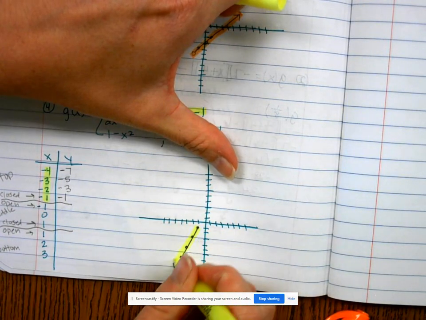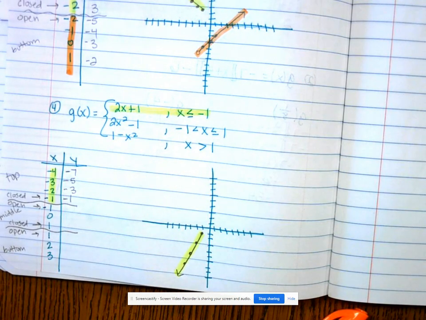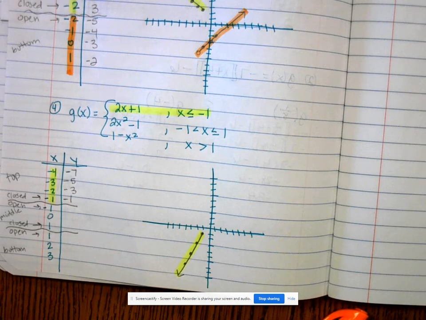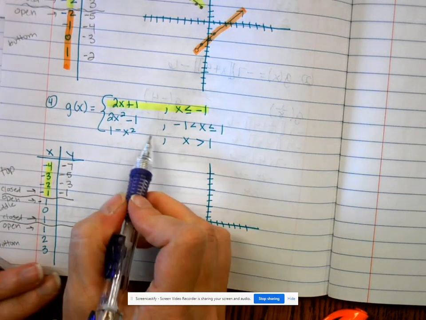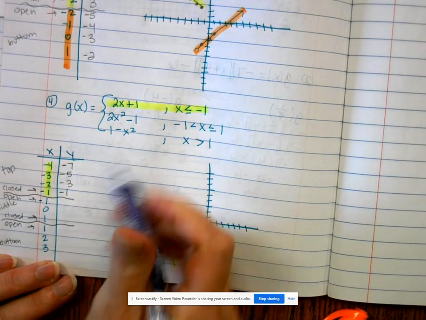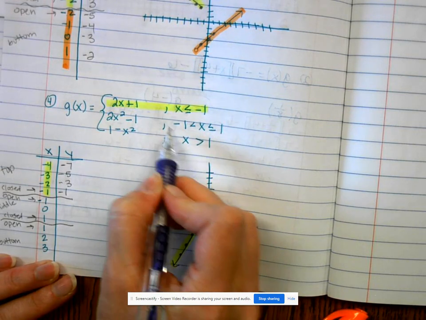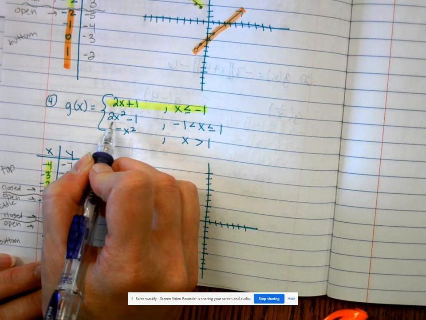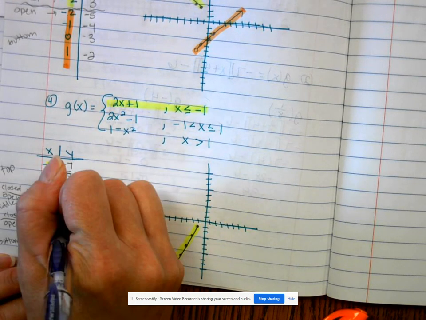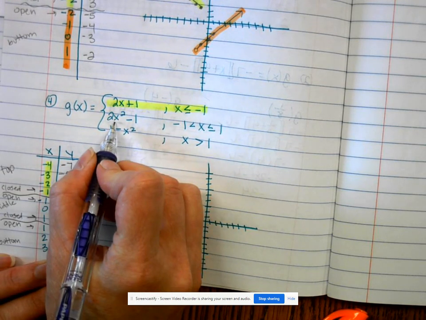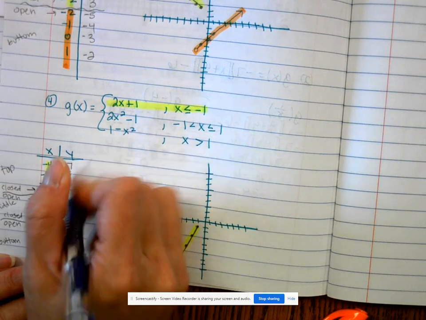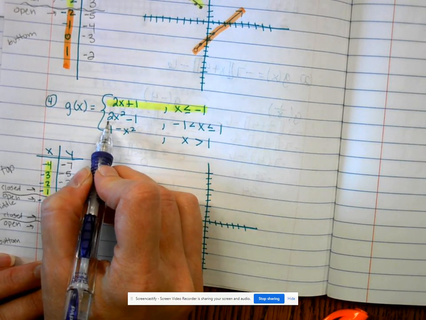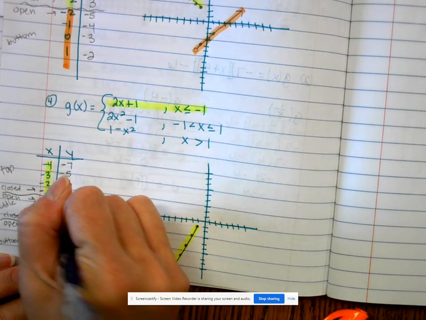All right, so talking about the middle section. If I plug in a -1, and again, I know these numbers go here because they fit this description. -1 squared is 1, times 2 is 2, minus 1 is 1. 0 squared is 0, times 2 is 0, minus 1 is -1. 1 squared is 1, times 2 is 2, minus 1 is 1.